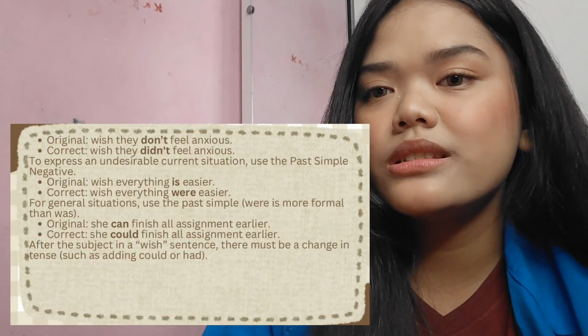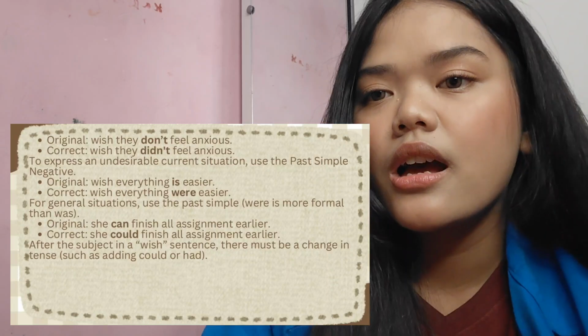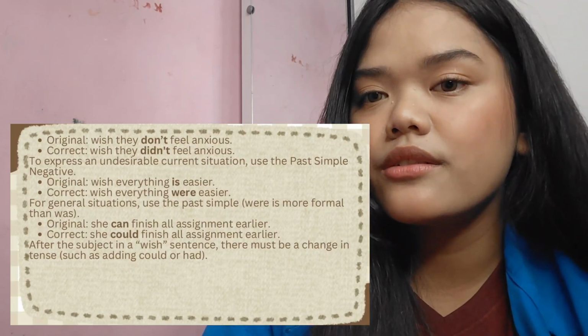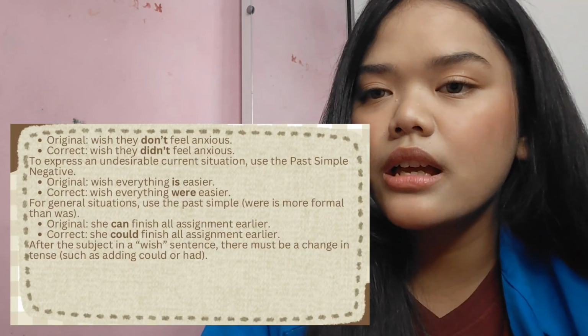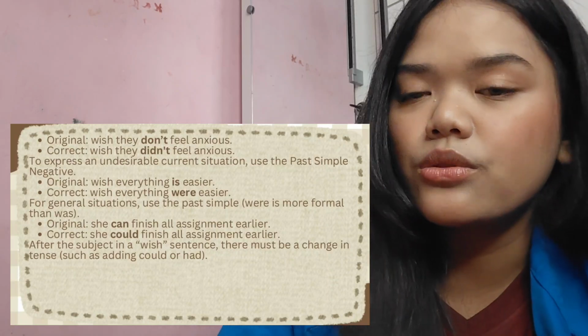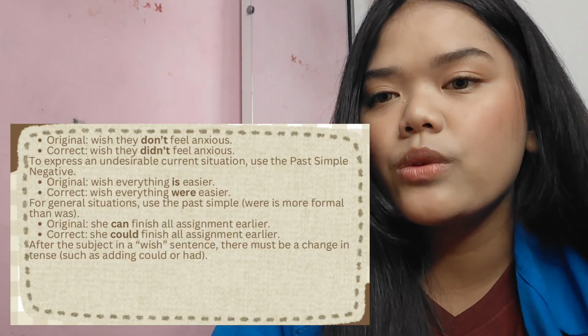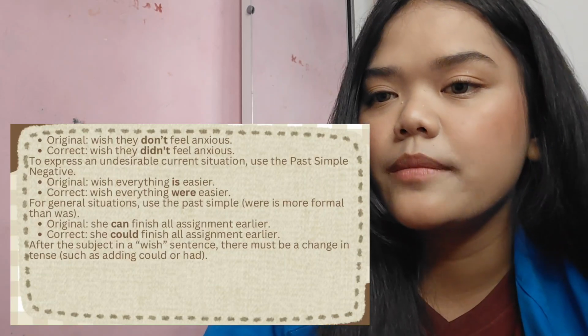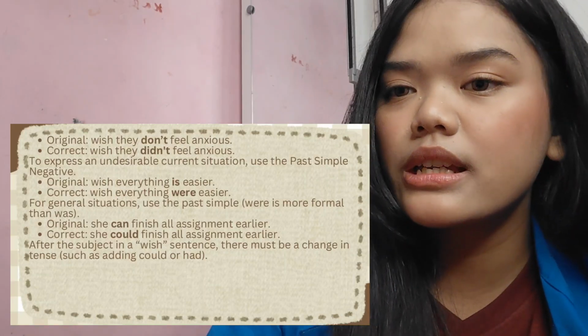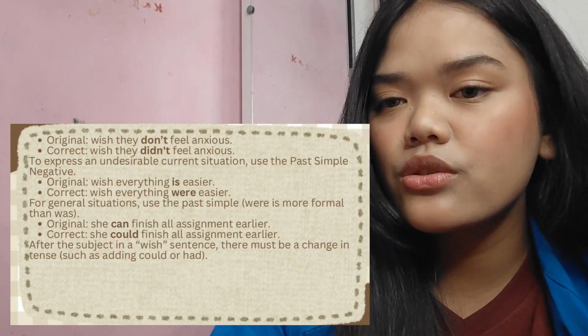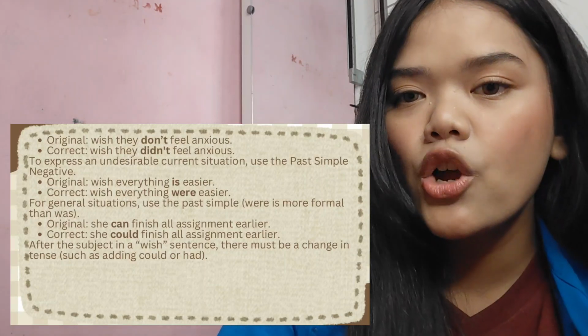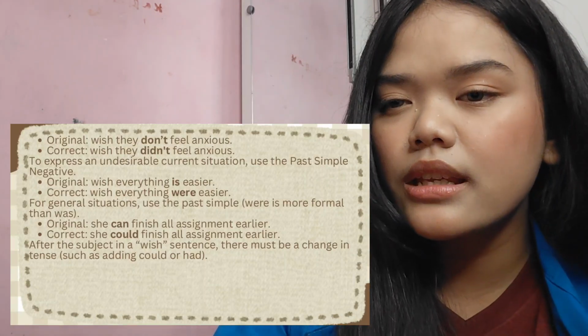Next is "Wish they don't feel anxious." Correct: Wish they didn't feel anxious. To express an undesirable situation, use the past simple negative. Next is "Wish everything is easier." Correct: Wish everything were easier. For general situations, use the past simple; were is more formal than was.